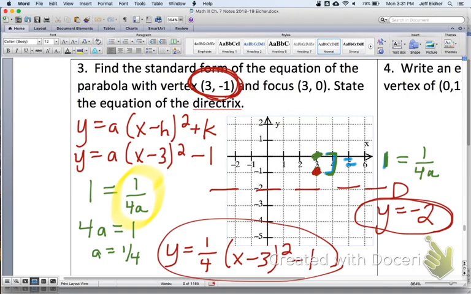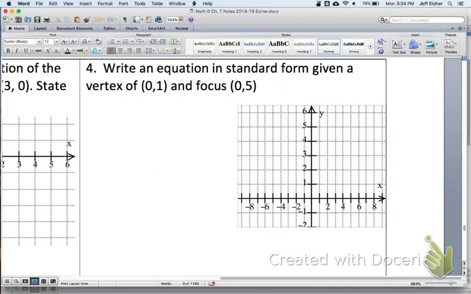Let's look at number 4. Number 4 is very similar to number 3 that we just did. It would be perfect as a try this. So if you'd like to pause the video, graph the information on the graph just to help yourself out, but ultimately you want the equation in standard form of the parabola. So pause this video and see if you can do that.